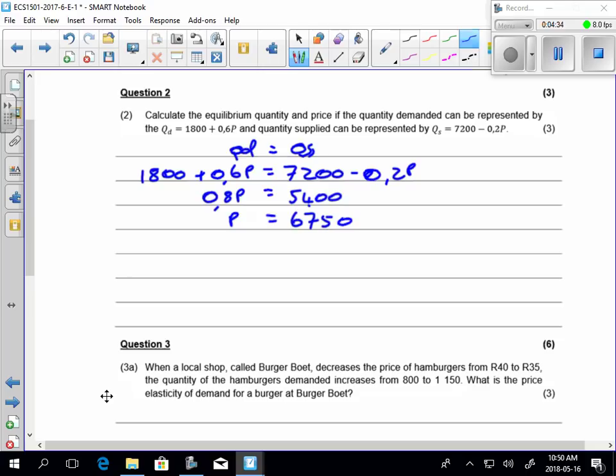All right, then to get your quantity, you can substitute your price into either your quantity supplied or quantity demanded equation. Because they are obviously equal to each other, you should get the same amount in either of those equations. All right, so QS is equal to 7200 minus 0.2 times 6750. And you should get an answer of 5850. Too many of you are writing and not ticking. What's going on here? Do you guys understand that one?